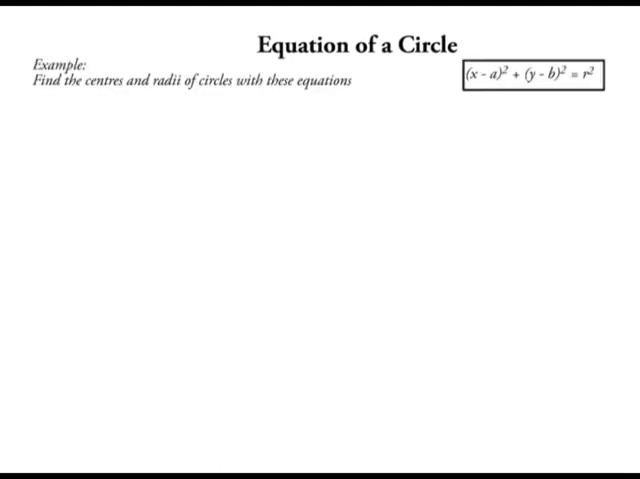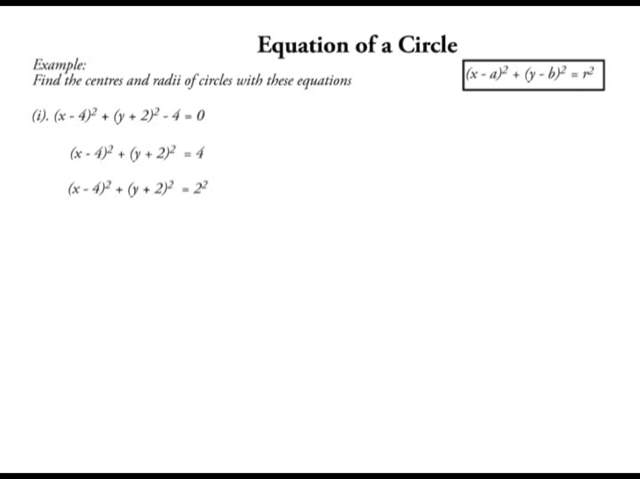Examples: find the center and radii of the circles with the following equations. The first one, (x minus 4) squared plus (y plus 2) squared minus 4 is equal to 0. We rearrange that by taking negative 4 to the other side. So we have (x minus 4) squared plus (y plus 2) squared is equal to 4. The general equation of a circle is (x minus a) squared plus (y minus b) squared is equal to r squared. 4 is the same as 2 squared. So we shall have (x minus 4) squared plus (y plus 2) squared is equal to 2 squared.